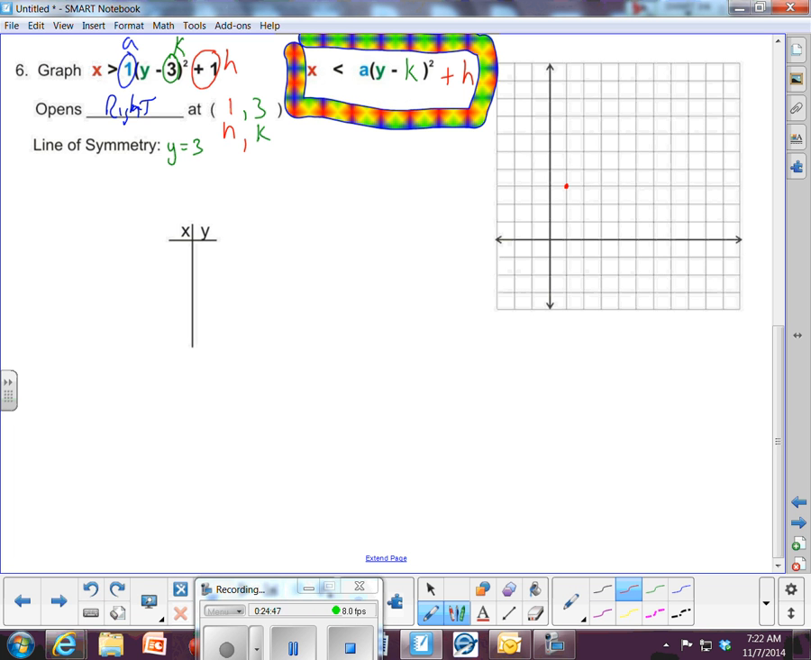Okay, there's our vertex at 1, 3, line of symmetry, right? Y equals 3. Every point along that line has a y coordinate of 3. Here's the tricky part on these. Because everything's flipped, the x's and the y's are swapped. It is easiest if instead of doing the x first, we do the y first. We choose values for y and find the corresponding x value.